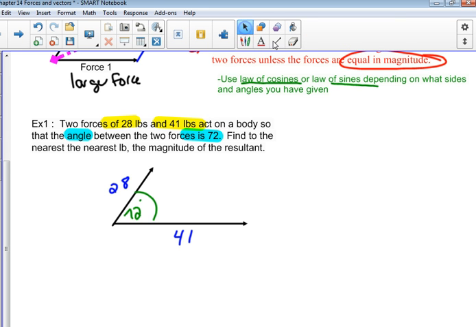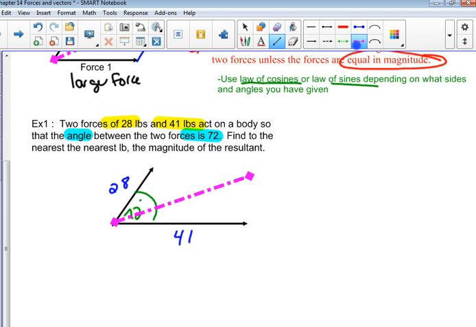Well, the resultant is going to be kind of like the line that goes through the middle. It doesn't cut it in half, but it goes through. It's like what the two forces would produce. How are you guys with the picture part? Good. So far, is everyone okay with reading the info and putting it onto the picture? Okay. All right.